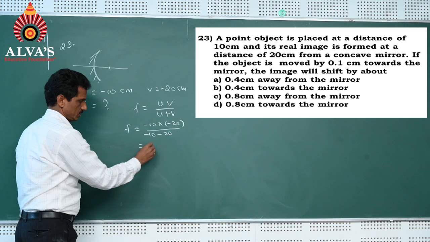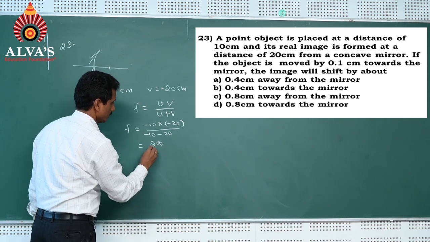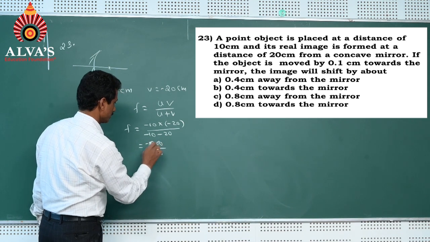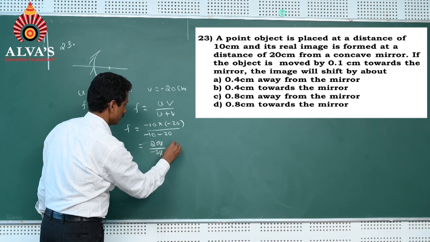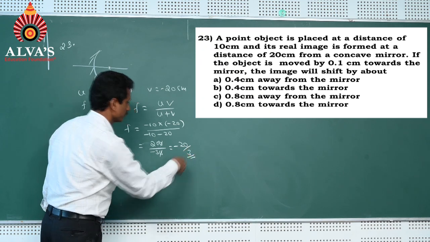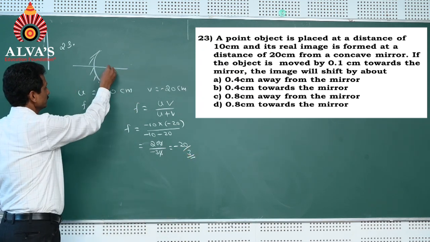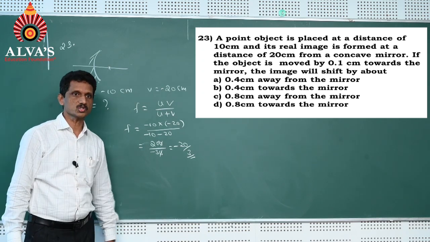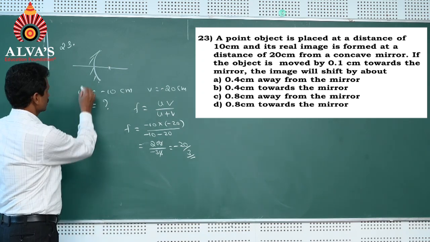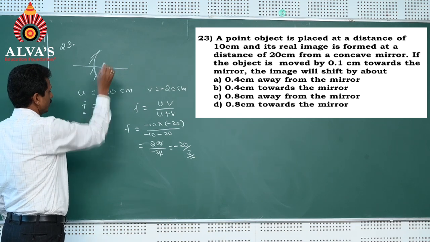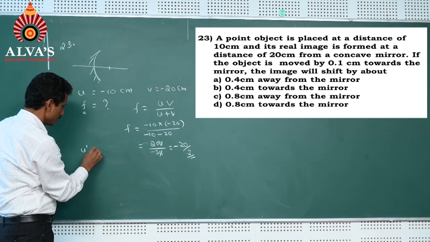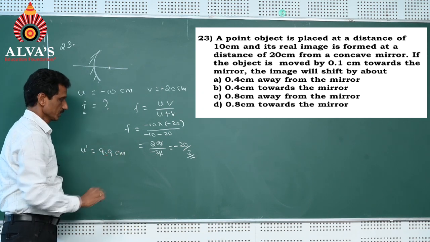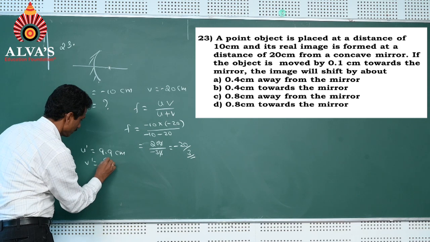That is nothing but 200 divided by minus 30, that is minus 20 by 3. So you got the focal length. Therefore, minus 20 by 3 is the focal length of the mirror. Our aim is to find out the image shift when the object shifts by 0.1 centimeter. Now u dash is equal to 9.9 centimeter. Now v dash, your aim is to find out v dash.